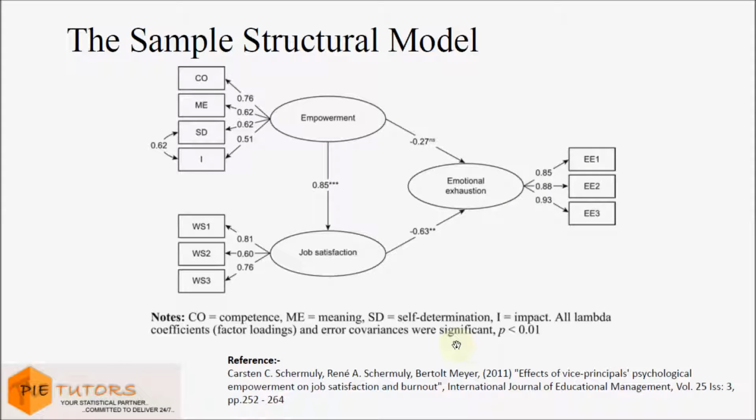This structural model is taken from a study by Shimurli and Mayer on the effects of vice principal psychological empowerment on job satisfaction and burnout. In this structural model, it can be seen that there are three latent variables: empowerment, job satisfaction, and emotional exhaustion. The latent variable empowerment has 4 indicator variables, whereas the latent variables emotional exhaustion and job satisfaction have 3 indicators each. Now let's go ahead and specify this model in Amos.